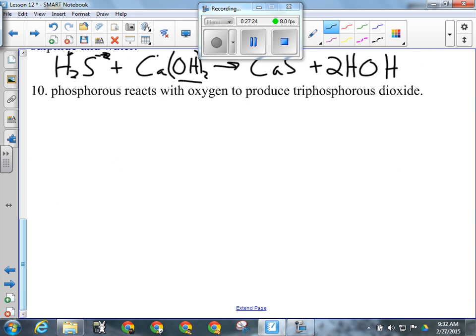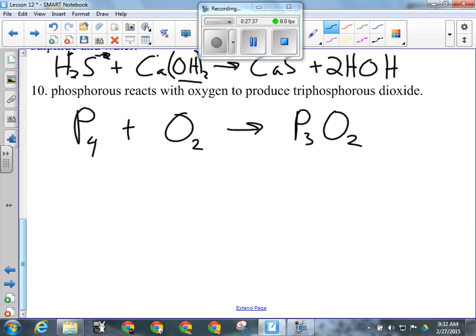And our last one here, phosphorus, P, special or not? Special, P4, reacts with oxygen, O2, to produce triphosphorus dioxide. Have I got the odd-even problem here? Yes. But if I double this side, does that help me? Not really. What's the lowest common multiple of 4 and 3? 12. That's what I've got to do. A 3 here and a 4 there. 4 times 2 oxygens gives me 8.